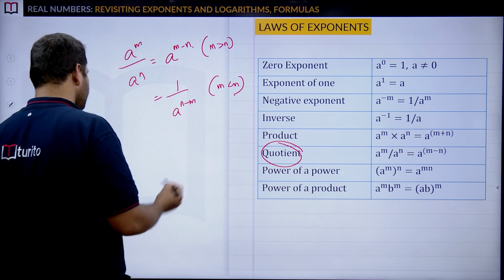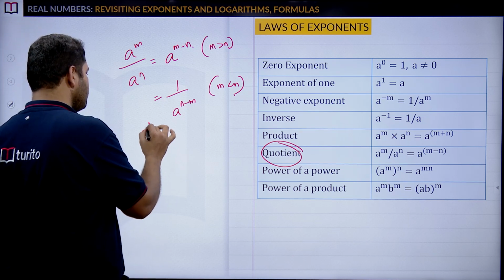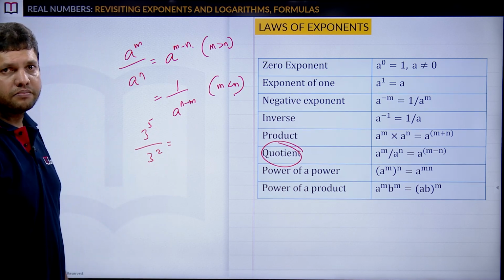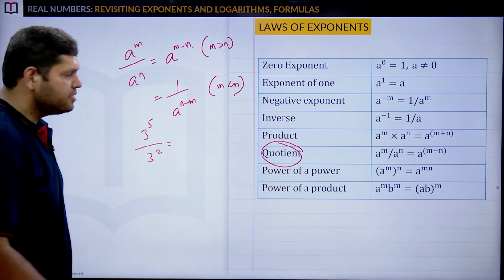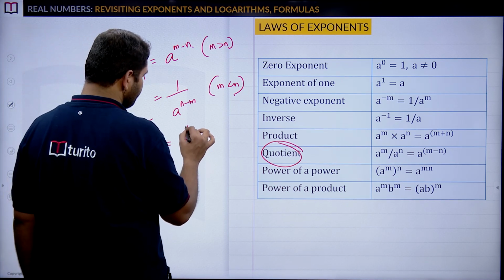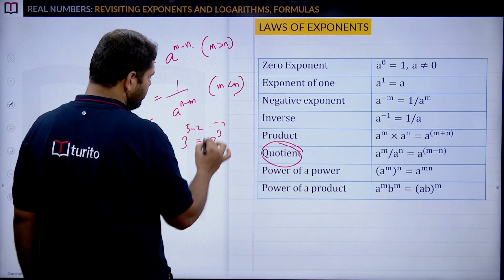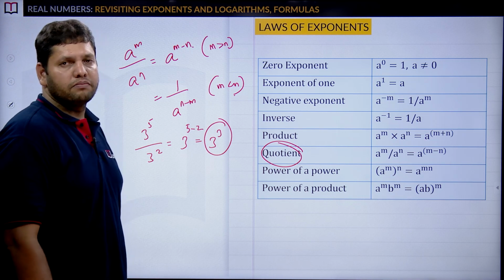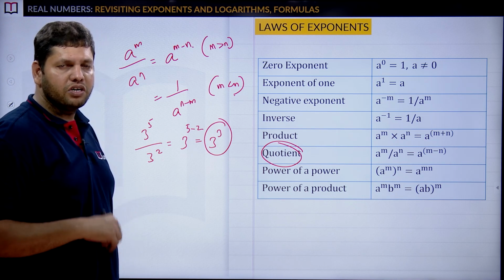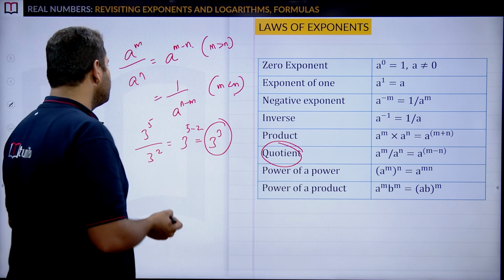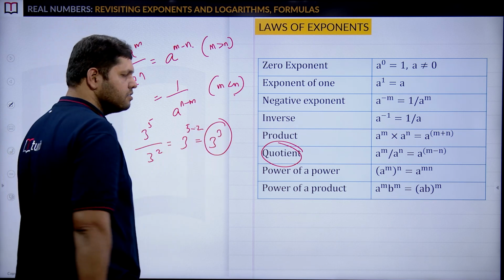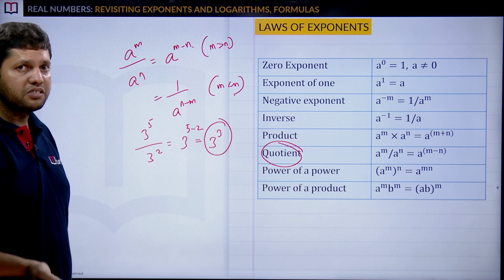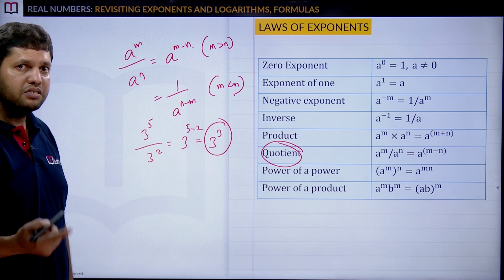Now the same thing we will apply for some numbers also. Suppose 3 to the power of 5 by 3 to the power of 2. See, bases are the same and it is division. So we can say directly 3 to the power of, children, 5 minus 2. This is 3 to the power of 3. So this is under division. When the bases are the same under division, we get subtraction. See, it is minus. Multiplication means we get addition, and division means exponents are subtracted. Multiplication means exponents are added.